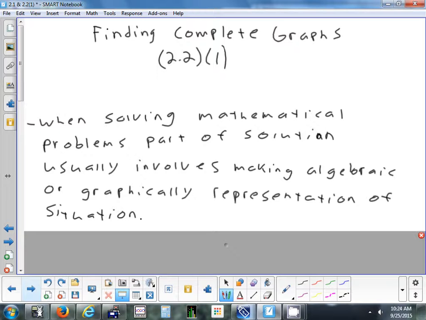But almost all of the time, we have to set up an equation. And then some of the time, we'll use a graphical approach with that. Okay, on the one we do today, we're going to try both. We'll set up an algebraic equation, and then we'll use a graphical approach to solve it.